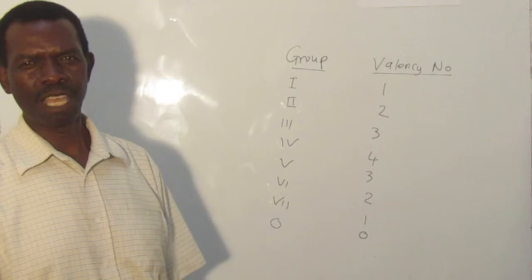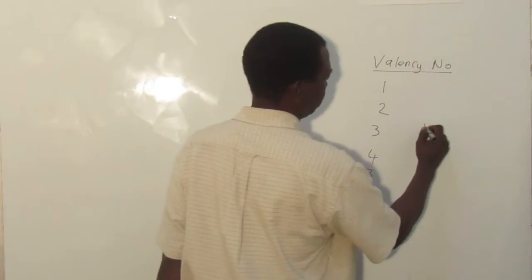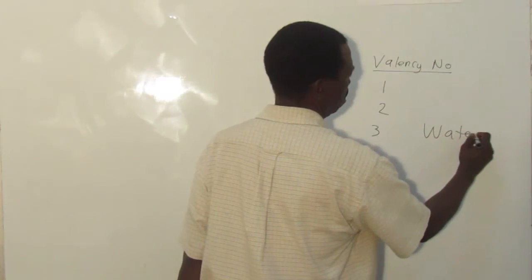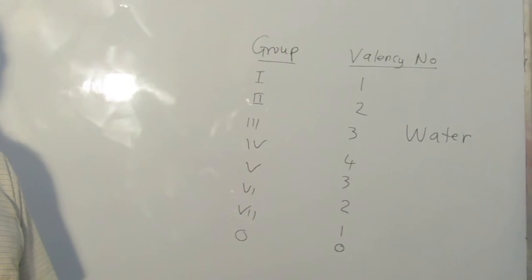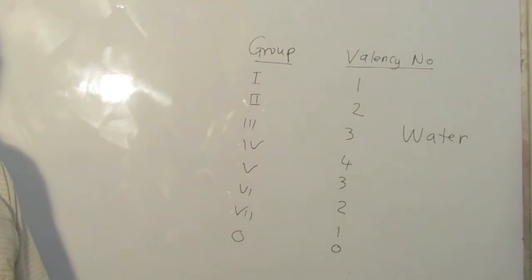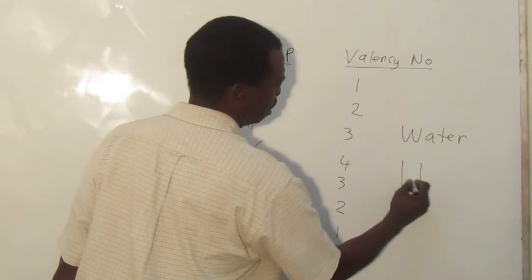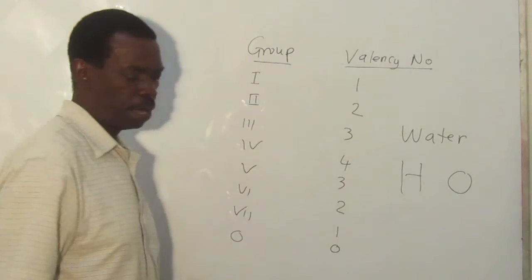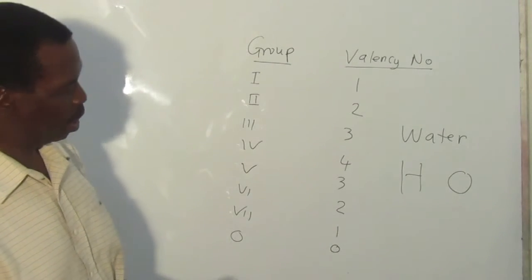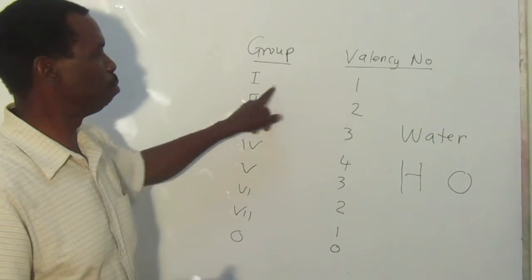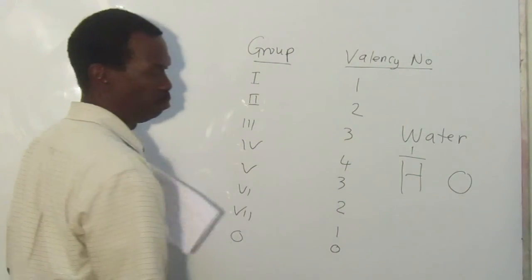For example, I want to write the formula for water. First things first, you should be able to identify what elements are involved. The elements involved in water are a capital H and an O. Now, for me to know how to write the correct formula, you should know to which group hydrogen belongs. It belongs to group 1. So, if it's group 1, the valence number is 1. We write it at the top, 1.